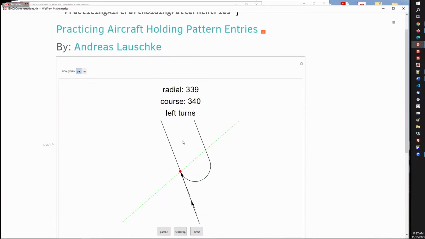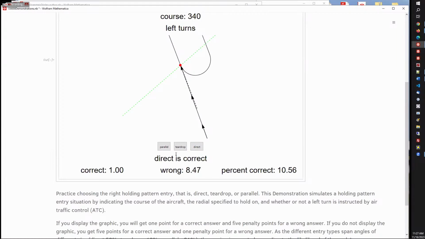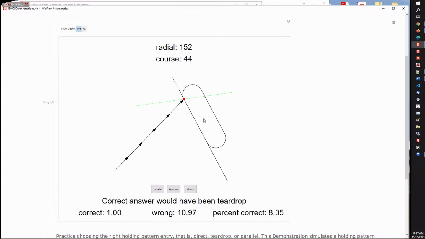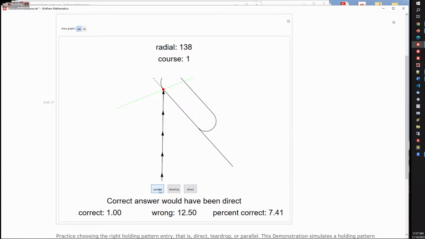So for this one, we've got a radial course of 339. The course is 340. I'm going to guess that's a direct approach. Nope, a teardrop approach was needed. So maybe I wouldn't be too good of a pilot. See, radial 134. I'm going to guess parallel. No, with that one I needed a direct approach.